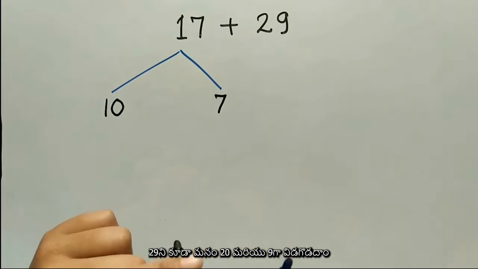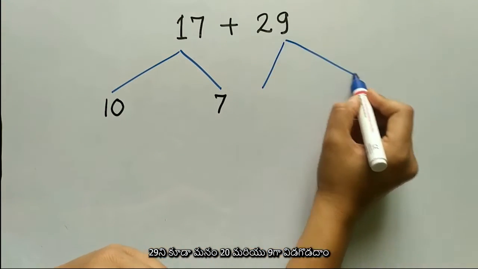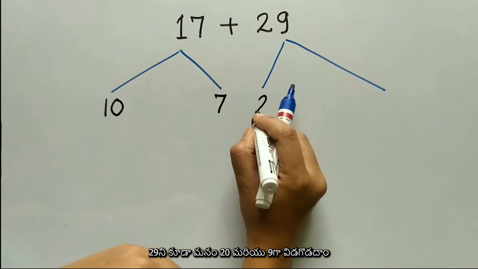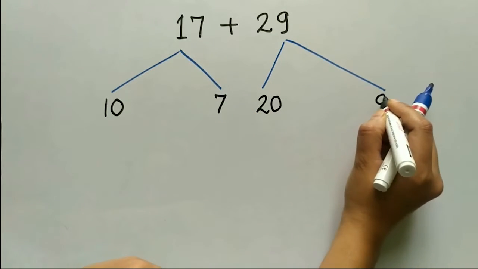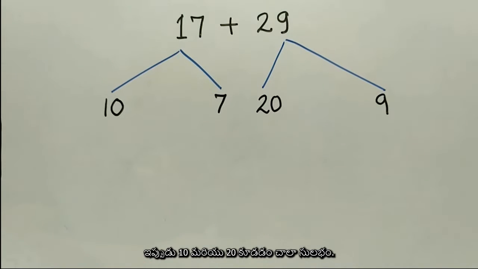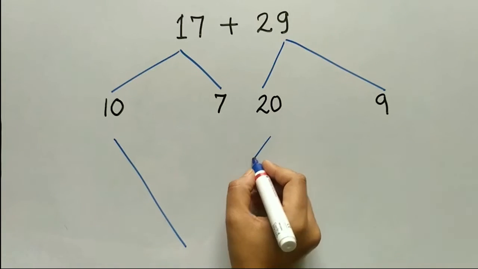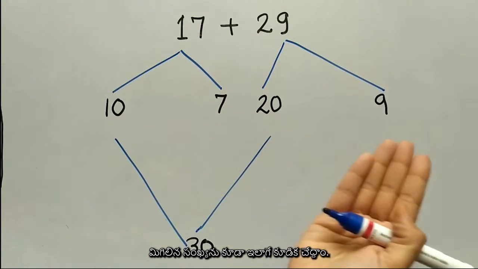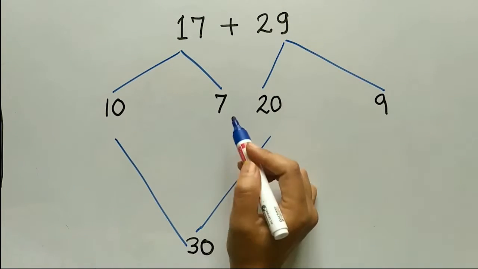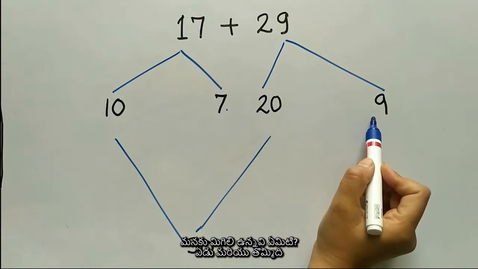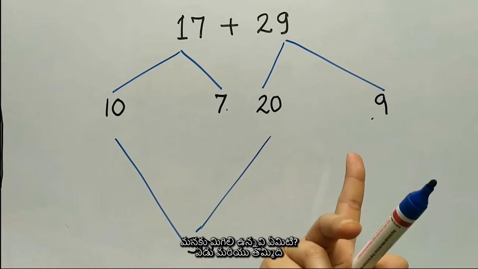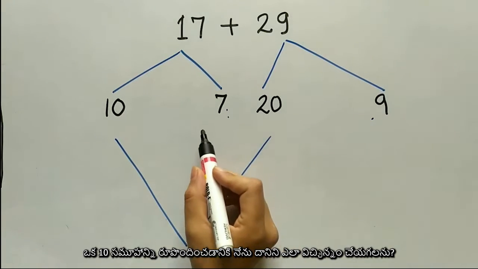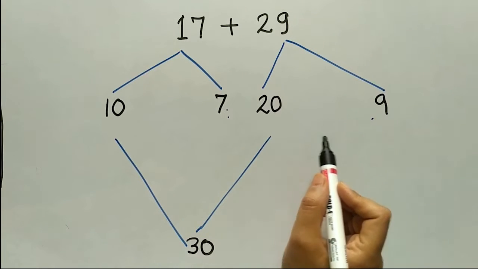Let's break 29 also in 20 and 9. Now adding 10 and 20 is very easy. 10 plus 20 is 30. Let's add the rest of the number just like this. What are we left with? 7 and 9. How can I break it to make a group of 10?